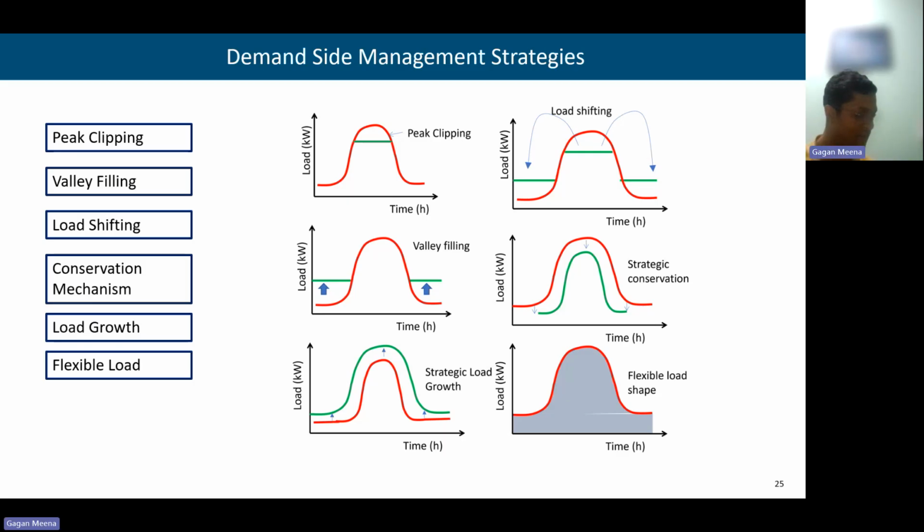These are the six strategies for demand side management. One is peak clipping. What is done here is we try to reduce this peak demand. Is it possible to do that? Yes, it's possible. How can we do that? We can do that by using energy efficient devices.